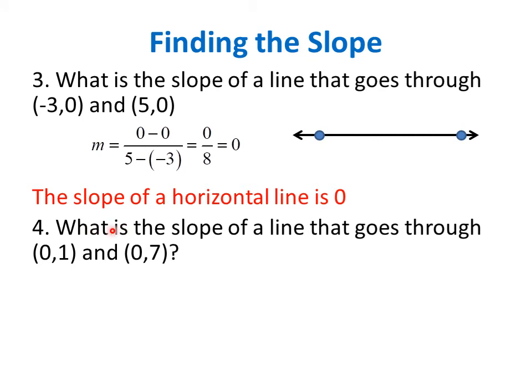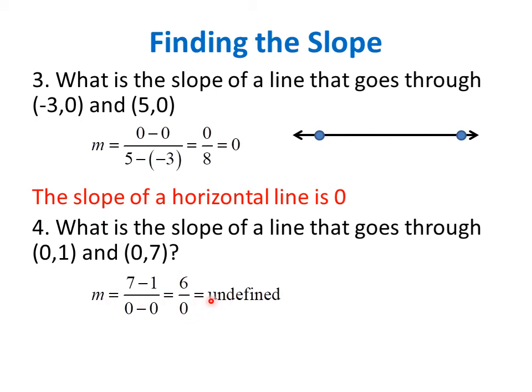Next problem. What is the slope of a line that goes through (0, 1) and (0, 7)? Since we are given 2 points, we can use the formula for slope. So this is the second point. y2 is 7 minus y1 is 1. x2 is 0 minus x1 is also 0. Simplify. 7 minus 1 is 6. 0 minus 0 is 0. Okay, now any number divided by 0 is undefined. So the slope is undefined.